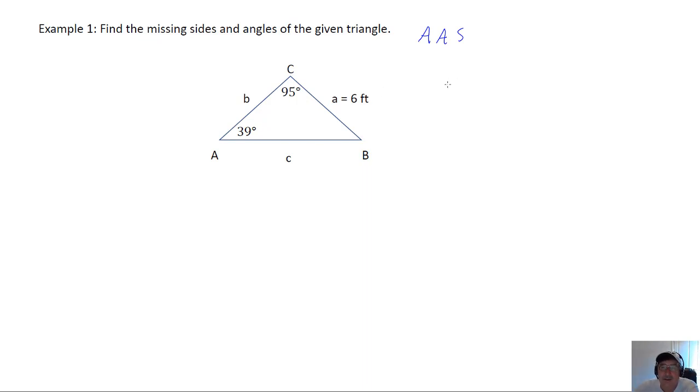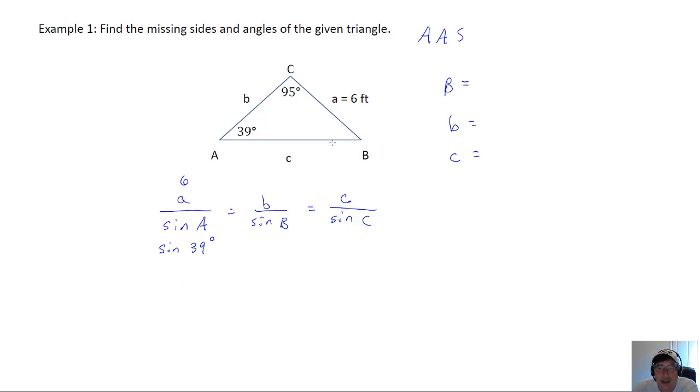Using the law of sines, we're going to find what angle B is, what side B is, and what side C is. Those are the three missing ones. So let's write the formula: side A over the sine of angle A equals side B over the sine of angle B equals side C over the sine of angle C. We'll plug in what we know. We know that side A is 6 feet, and the sine of angle A is the sine of 39 degrees.